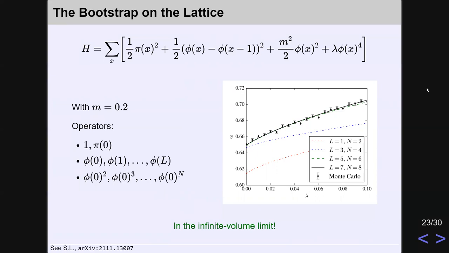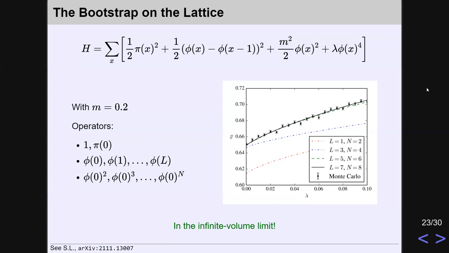So the Euclidean lattice simulation results are shown in black points with error bars. But I can also, with the bootstrap methods discussed here, attempt to get bounds on the energy density of this model. So that's what's shown on the y-axis. And you can see that, first of all, note the scale of the y-axis. Even the worst bootstrap bounds that consider a very small operator basis are already within a few percent of the exact result.